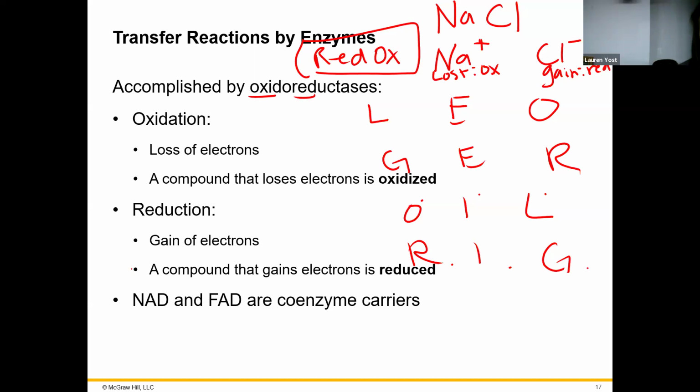We have these molecules, NAD and FAD. These guys are going to be carrying around electrons for us later on when we're talking about the electron transport chain and everything. These guys are coenzyme carriers. So what do we know about them? We know they're organic molecules, and there are enzymes that require them to interact. But the important thing I want you to know about NAD and FAD is that they're going to carry electrons around for us.